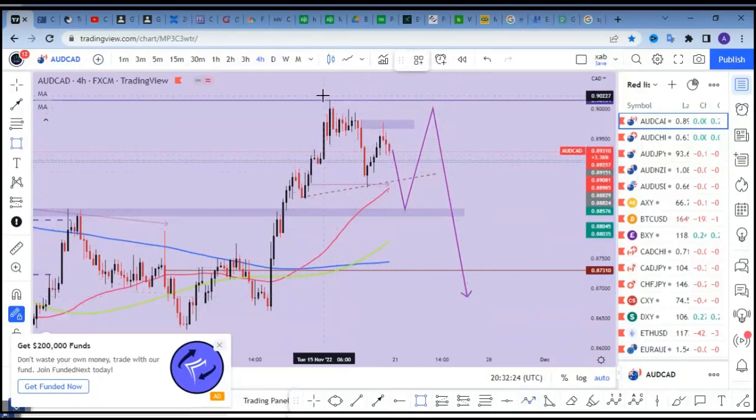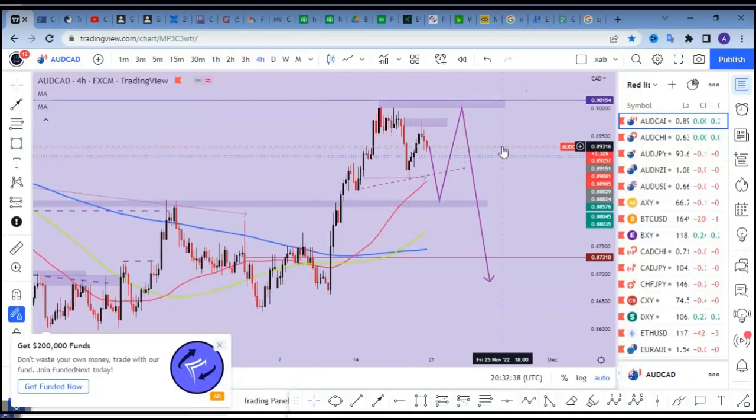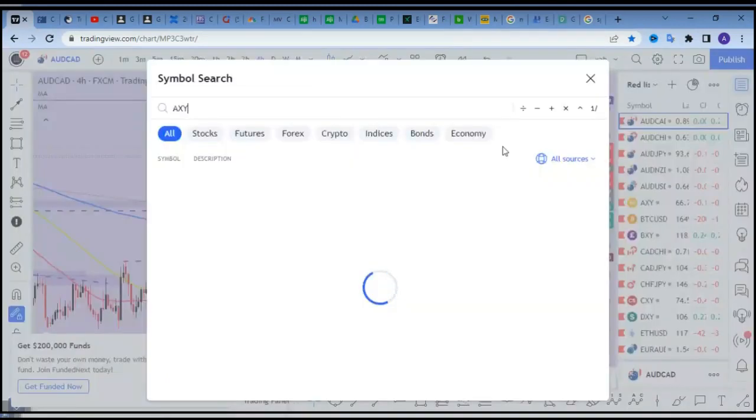So that we come and retest this point. Take our liquidity there, enter into that zone. That's possible. Let me quickly check AXY.